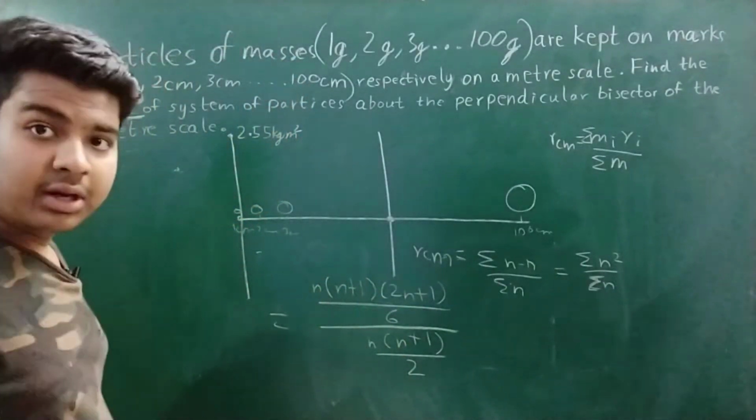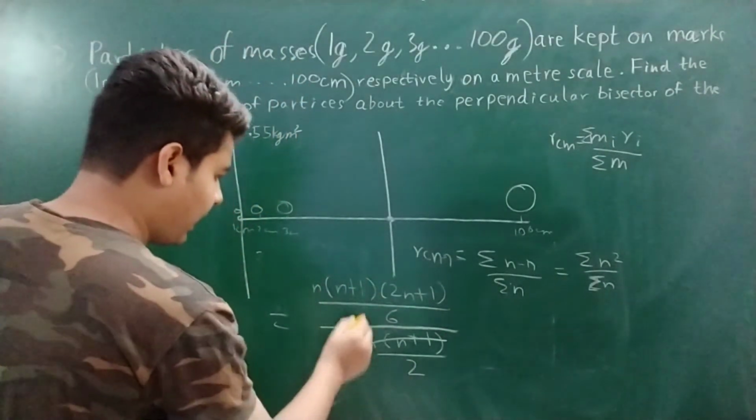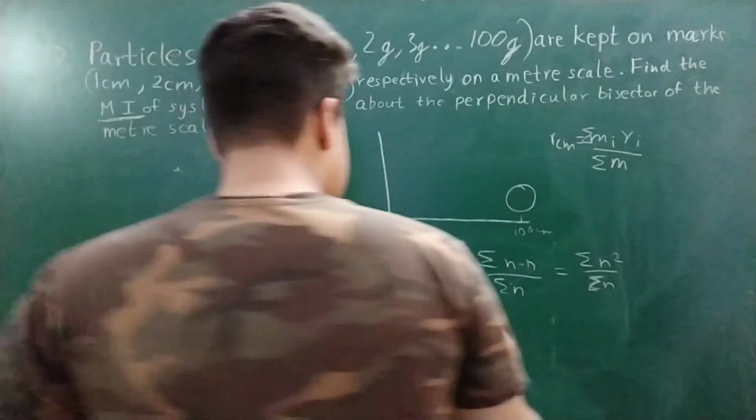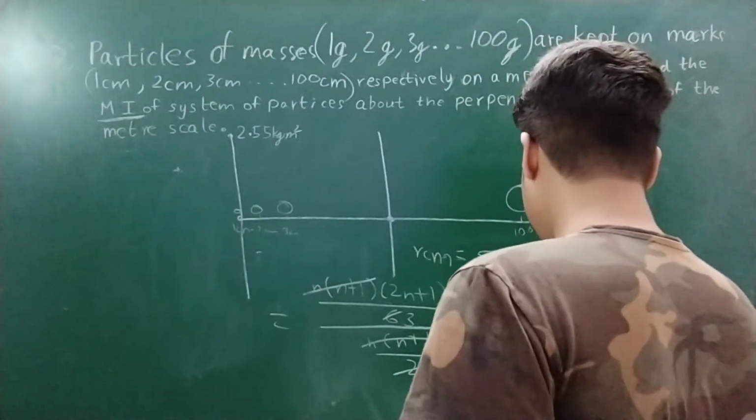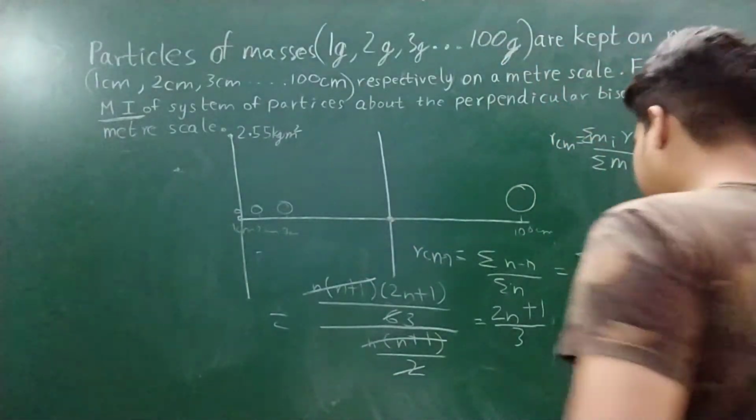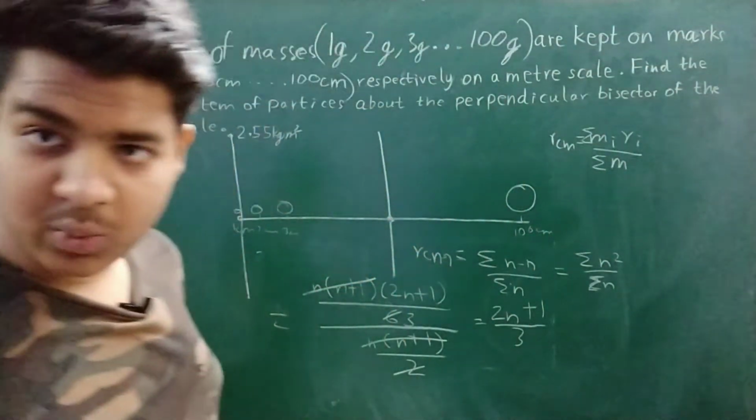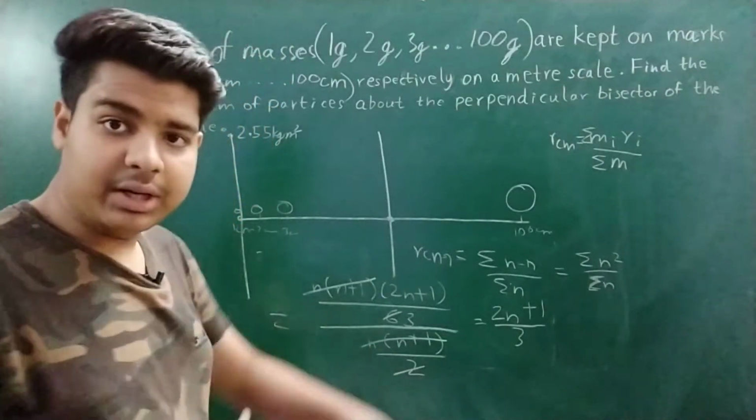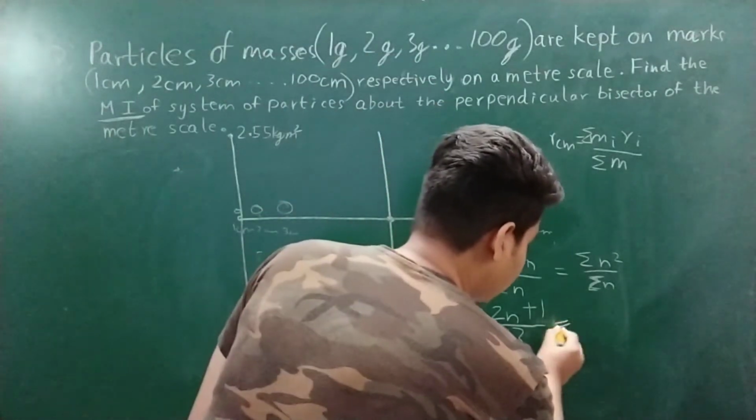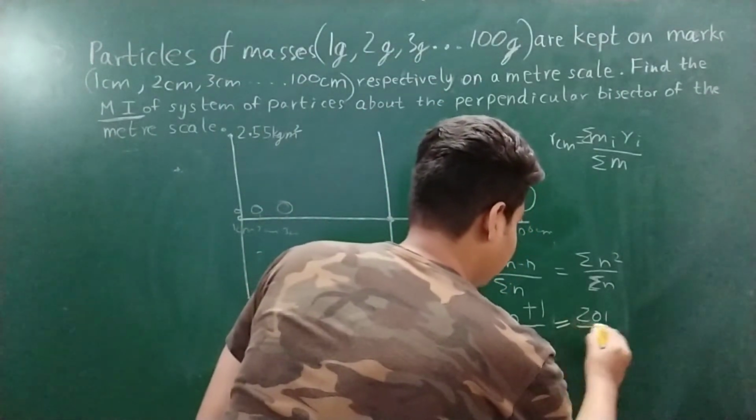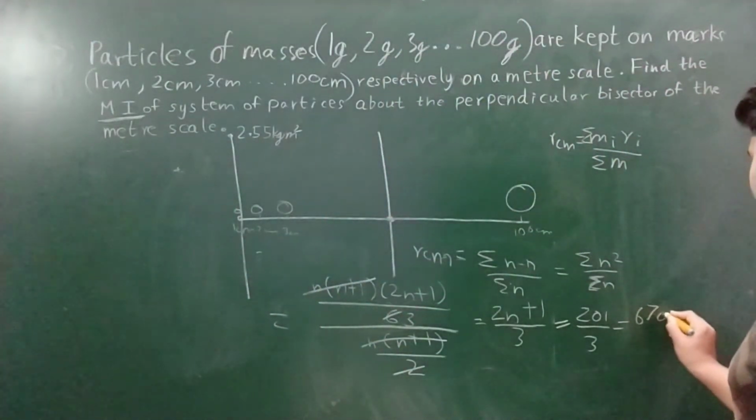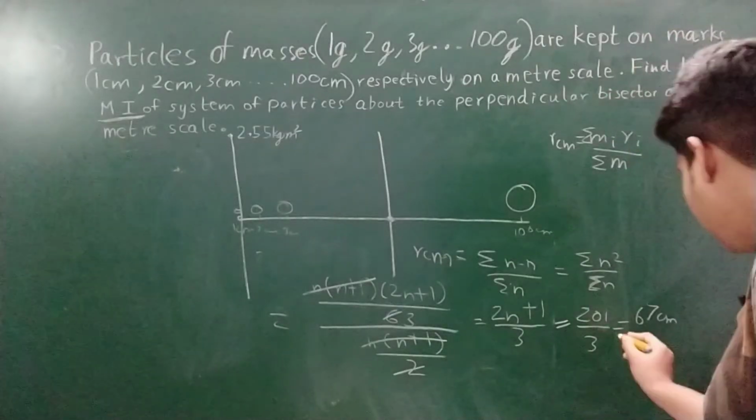This is the further solution. And when you solve this, n plus 1 and n plus 1 get cancelled out. 2 gets cancelled out, which then becomes 3. So the final one is 2n plus 1 by 3. We have to just put the values. 2n means 2 into 100, that is 200. And plus 1, 200 plus 1, that is 201 by 3, which is equal to 67 centimeter.